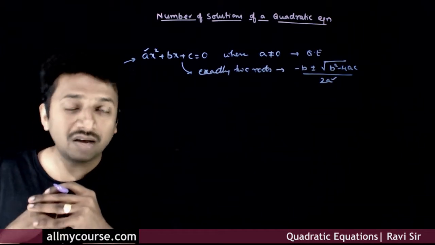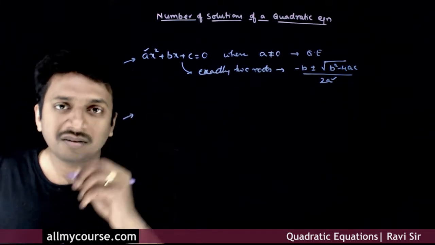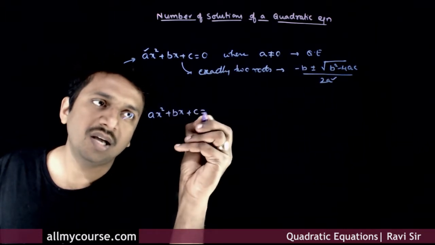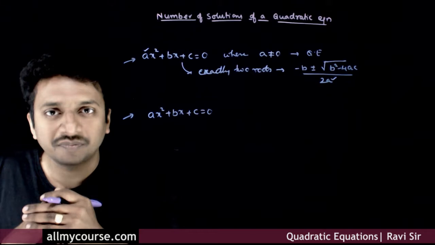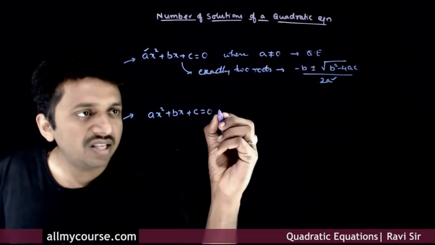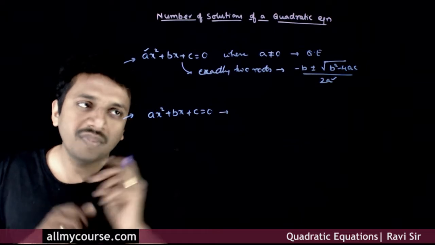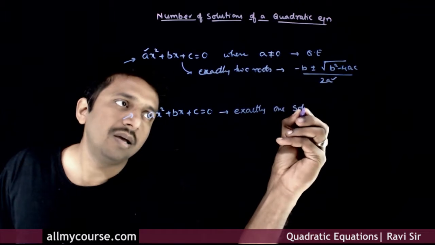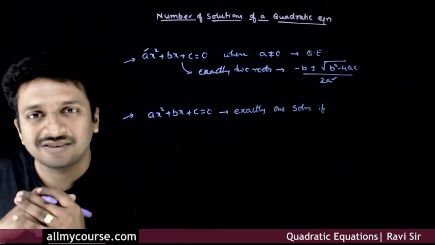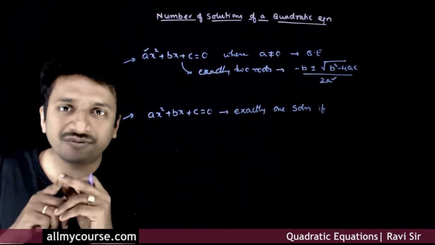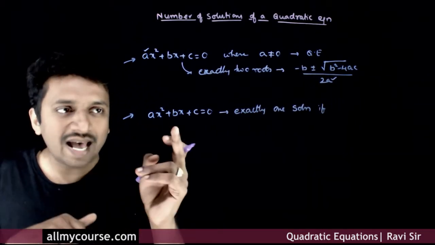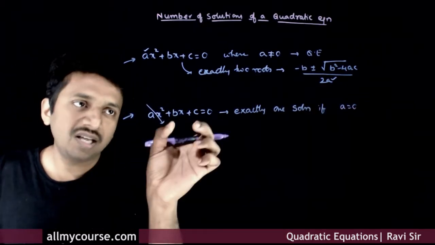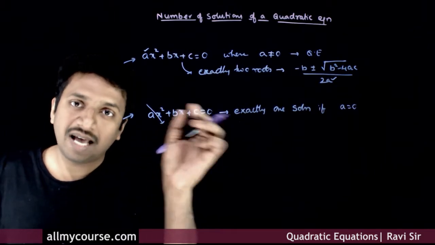Now in some questions, you'll be given an equation of the form ax square plus bx plus c is equal to 0. It will not be said that this is a quadratic equation. You'll have an equation of this form and it has to have only one solution. Exactly one solution if, what is the condition? It has exactly one solution if this becomes a linear equation, right? So this has exactly one solution if a is equal to 0. Then this equation becomes a linear equation, and it has only one solution.